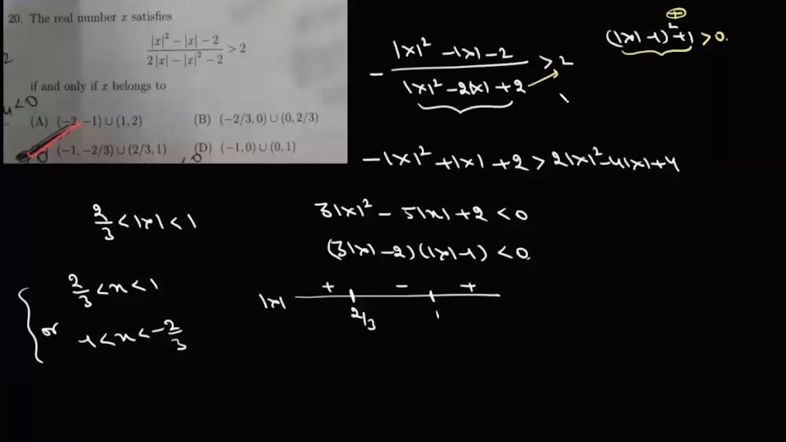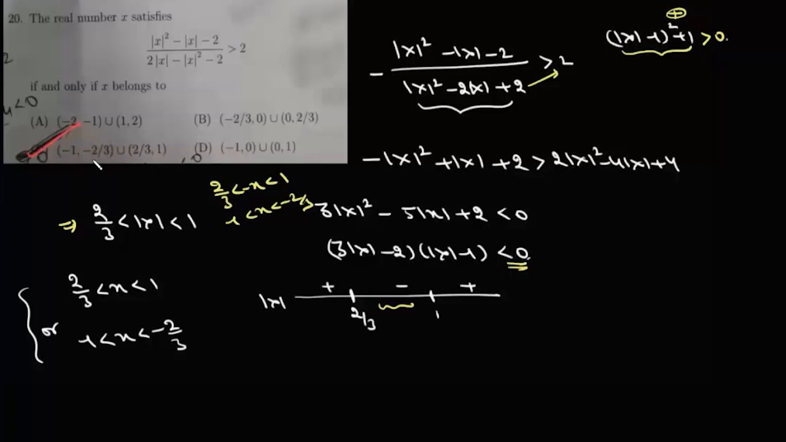If we cross multiply it, we'll get this quadratic 3 mod x squared minus 5 mod x plus 2 less than 0. We can factorize this as 3 mod x minus 2 times mod x minus 1. Roots are 2 by 3 and 1, with signs plus, minus, plus. We need less than 0, so it will be this region. So the answer to this question will be 2 by 3 is less than mod x is less than 1. So if x is positive, 2 by 3 is less than x less than 1. And if x is negative, then it will be 2 by 3 is less than minus x is less than 1. Now the sign will change, so it will be minus 1 less than x less than minus 2 by 3.